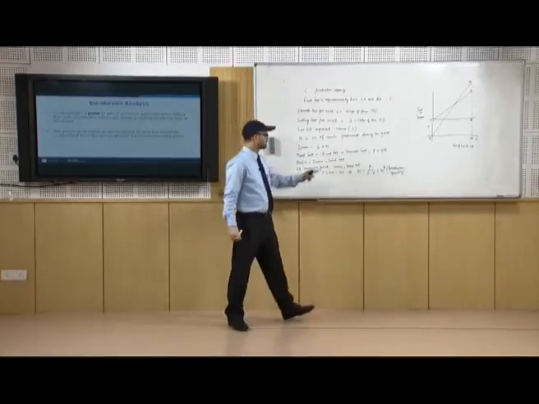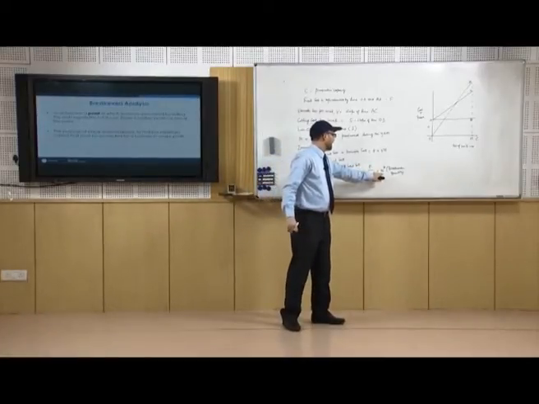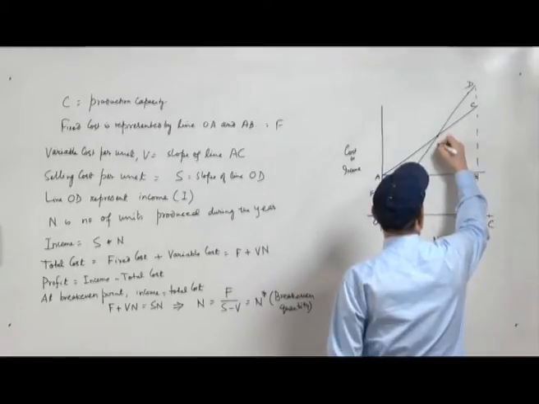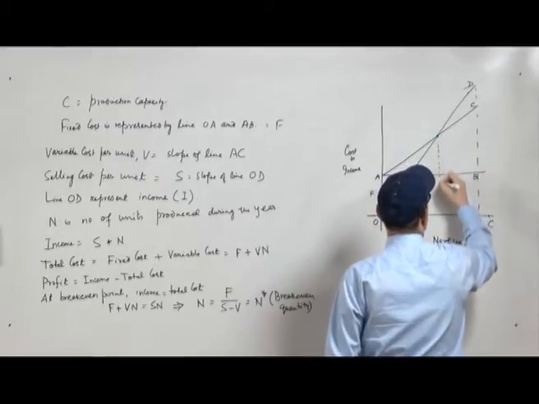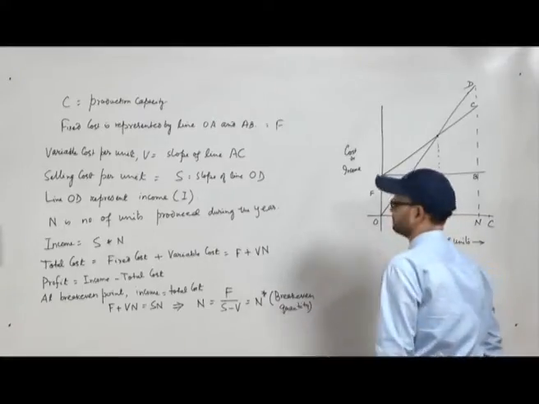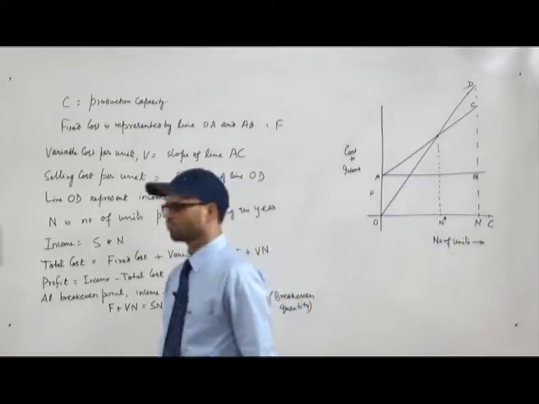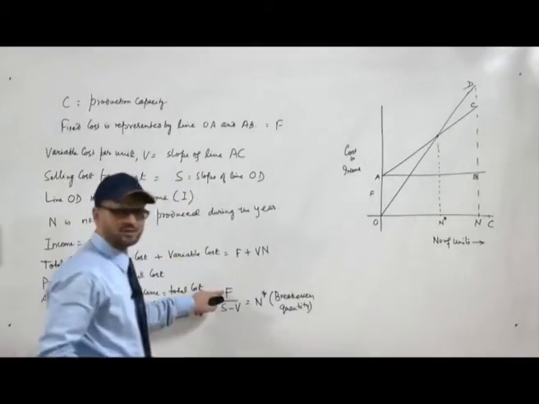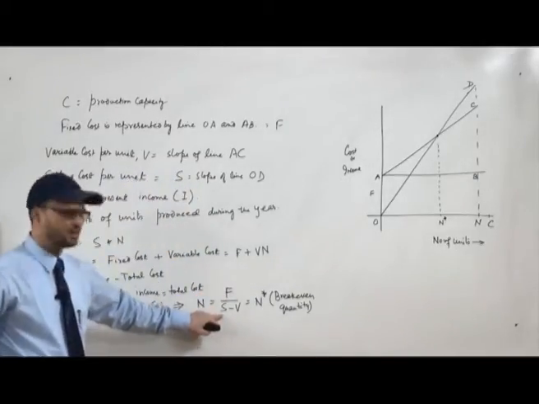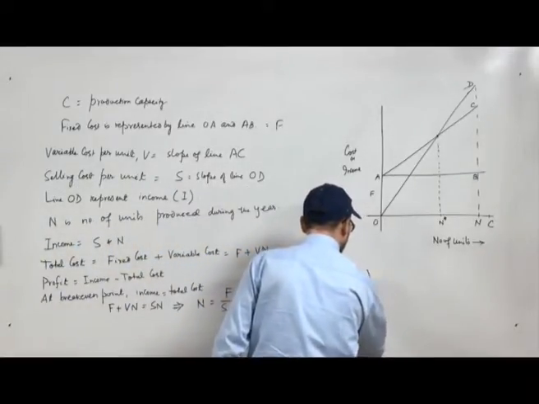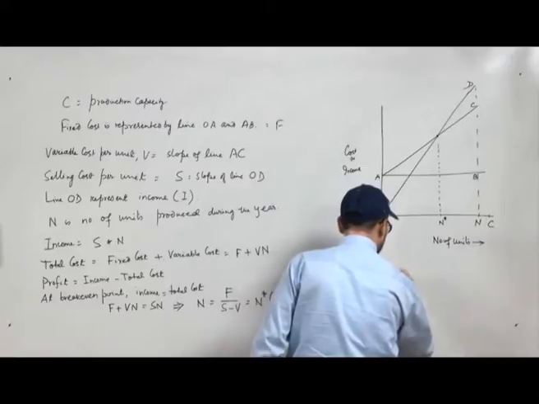So, what we see is that at this n star, so this will be your n star. Here F is the fixed cost, and S minus V is known as the marginal contribution.